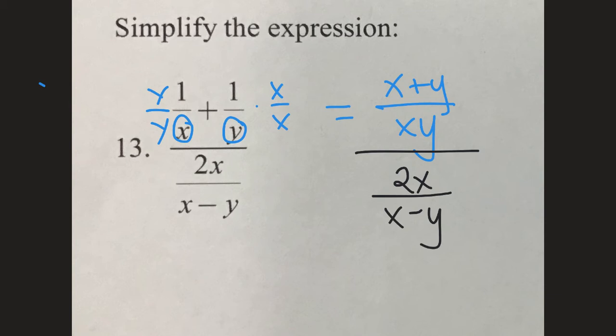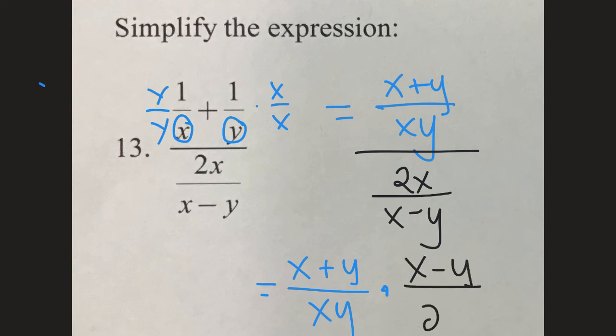Okay, so now what we're going to do is simplify this by, rather than dividing fractions, multiplying by the reciprocal. So we're going to have the numerator, which is x plus y over xy, times, and now we reciprocate this, so we get x minus y over 2x.